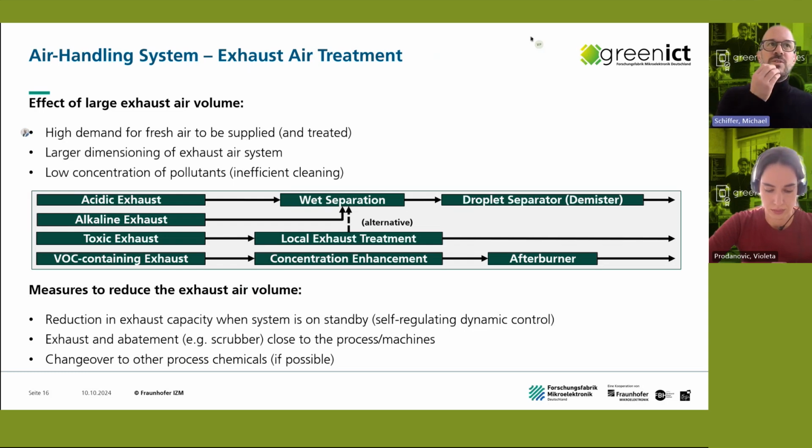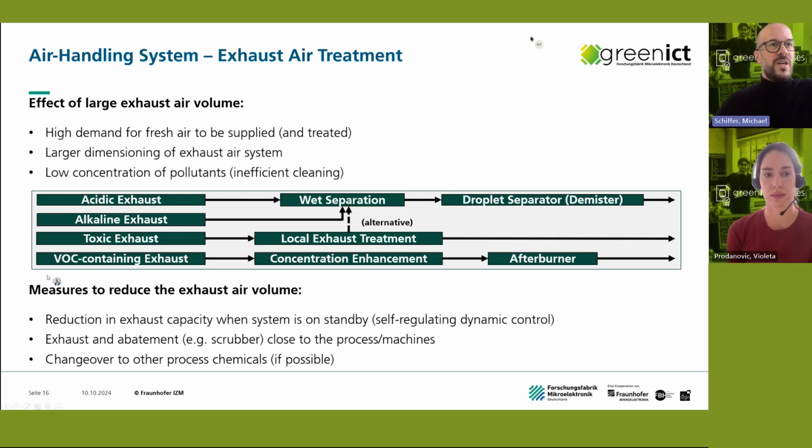So most effects for the exhaust is high demand for fresh air to be supplied and treated. Therefore you have the recycling cycles, so that you not only take in fresh air, you have a larger dimensioning of the exhaust air system to be able to also treat some peaks in your fab. And you have to deal with low concentration of pollutants to see how effective your cleaning is.